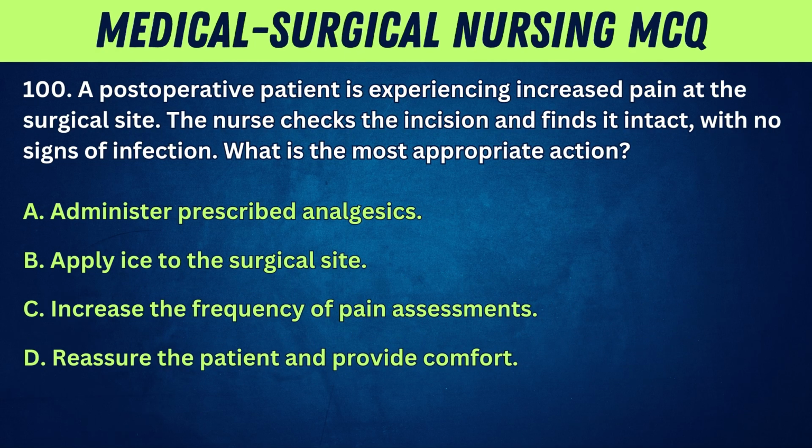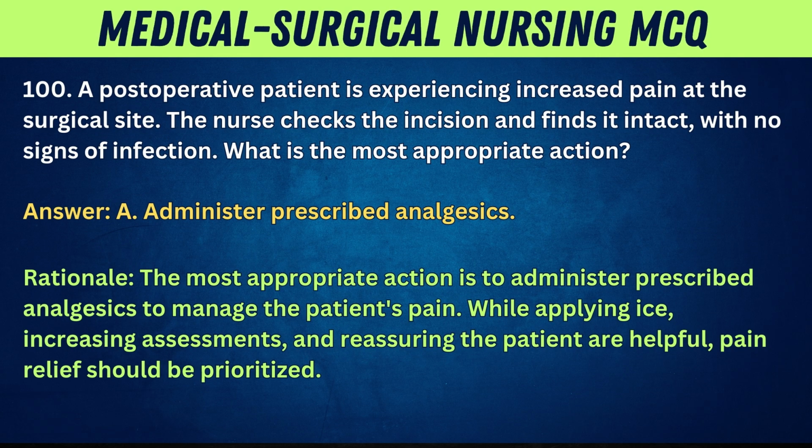100. A postoperative patient is experiencing increased pain at the surgical site. The nurse checks the incision and finds it intact, with no signs of infection. What is the most appropriate action? A. Administer prescribed analgesics. B. Apply ice to the surgical site. C. Increase the frequency of pain assessments. D. Reassure the patient and provide comfort. Answer. A. Administer prescribed analgesics.